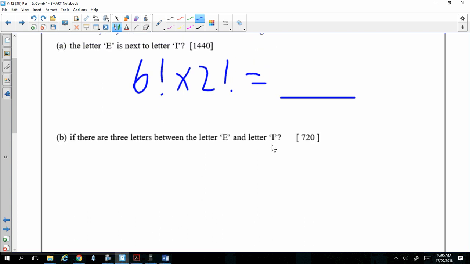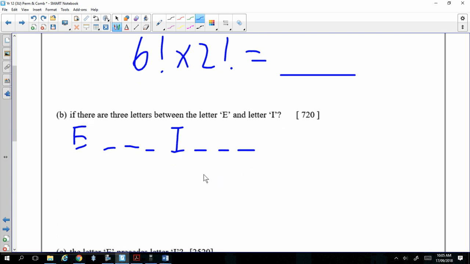Thank you. All right, E and I. Okay. There are 3 letters between E and I. How many letters are there? E and I. 1, 2, 3, 4, 5. 1, 2, 3, 4, 5, 6, 7. Okay. So there are actually 7 letters. So, yep, okay, E and I, there are 3 letters.